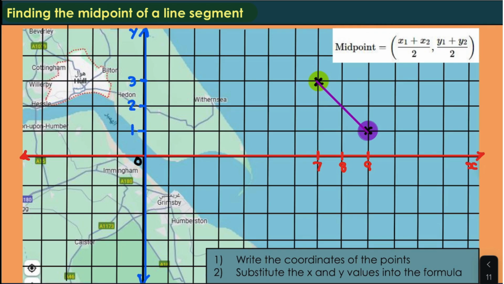We will follow these two steps at the bottom. We will, 1, write the coordinates of the points, 2, substitute the x and y values into this formula at the top of our page.